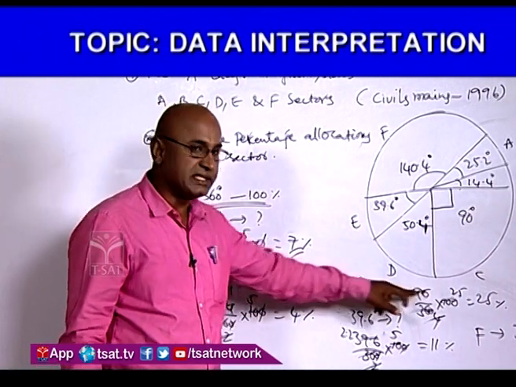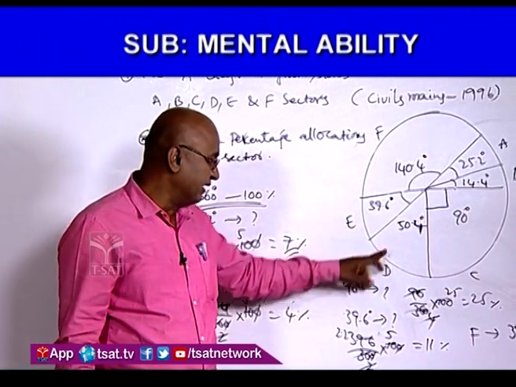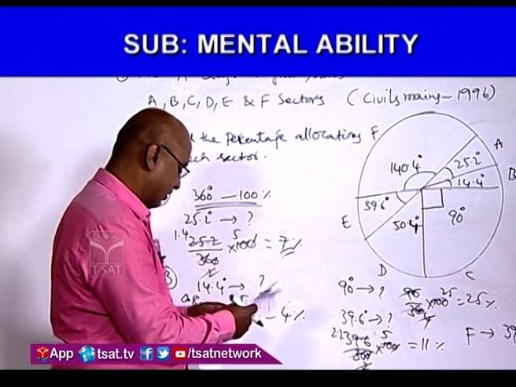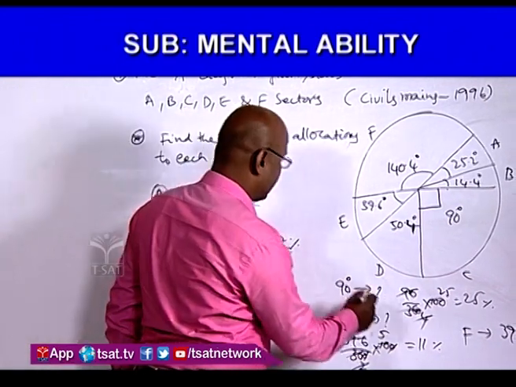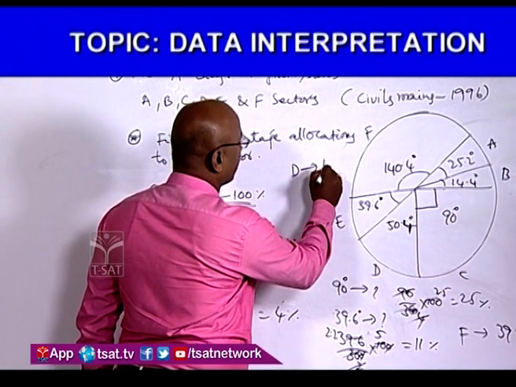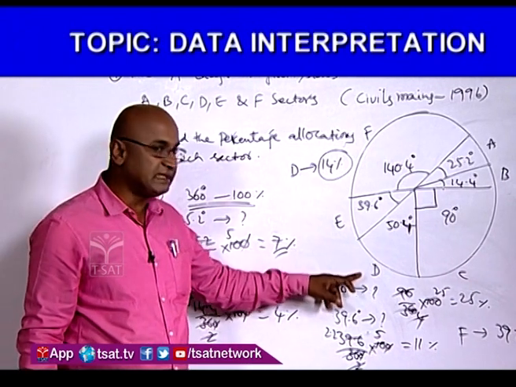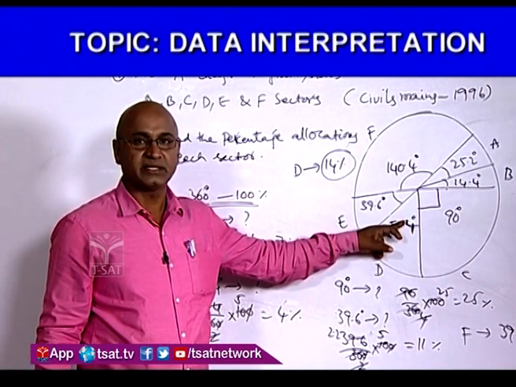C 90 degrees is 25%. And D 50.4 degrees, okay? That is 50.4 degrees is equal to 14%. We did not find it here. D is 14%. So in this way, we find all the percentages of each and every sector.